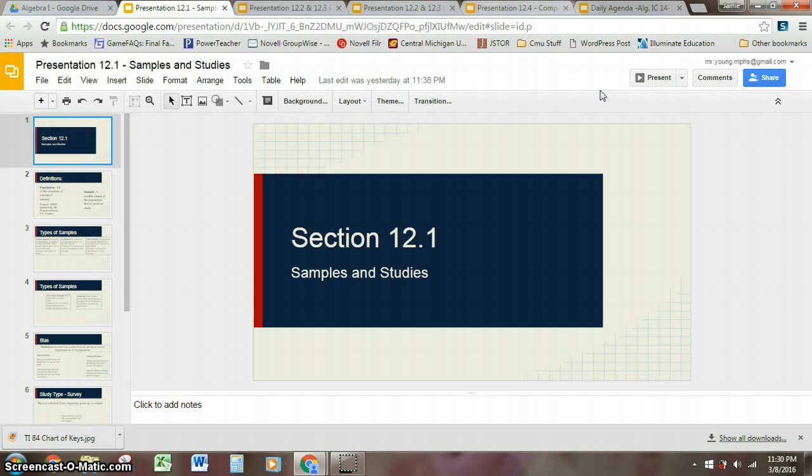So, could be in the middle of chapter 8, could be at the very beginning of chapter 8. It all just depends on when the baby decides to show up.